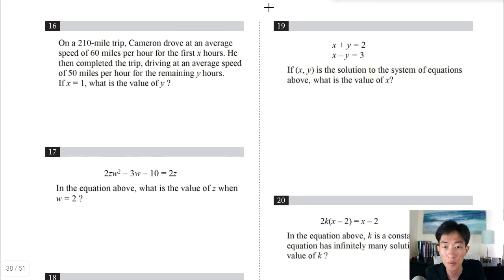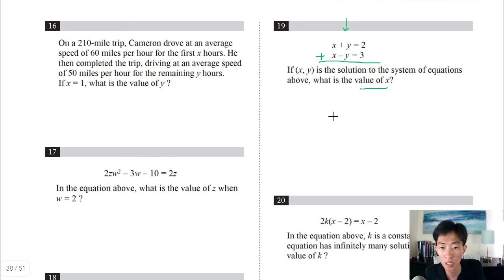Question 19. x plus y equals 2, x minus y equals 3. If x, y is a solution to the system of equations, what is the value of x? So with systems of equations, you can either use substitution or elimination. I'm going to use elimination because the first thing that I'm going to notice is I've got a positive y and a negative y, which will easily be eliminated if I simply add the two equations together.